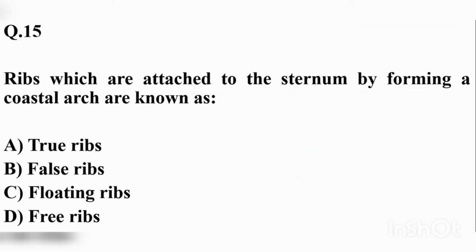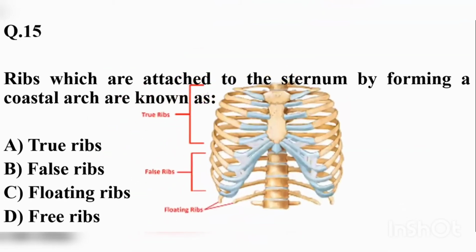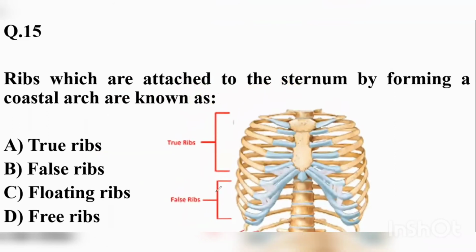Ribs which are attached to the sternum by forming a costal arch are known as false ribs. It includes pair numbers 8, 9, and 10. They form the costal arch for the attachment, while the first 7 pairs are directly attached, which form true ribs, and the last 2 are floating ribs. Over here, the right option is false ribs.